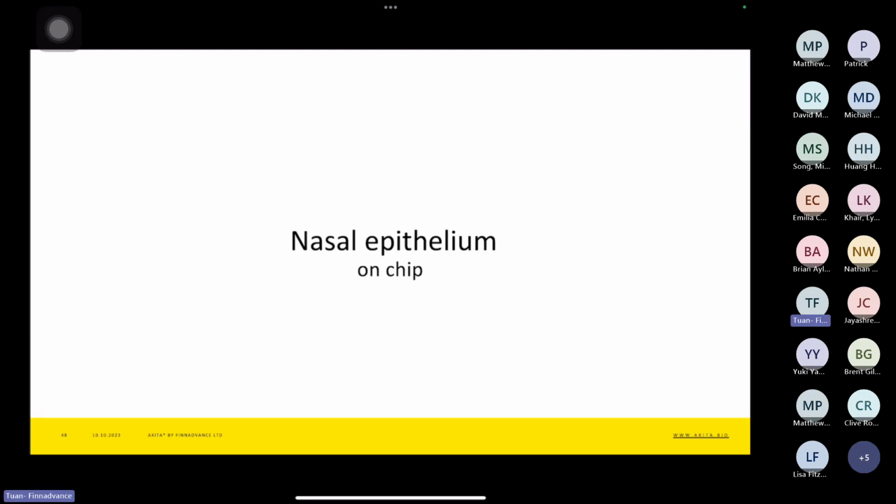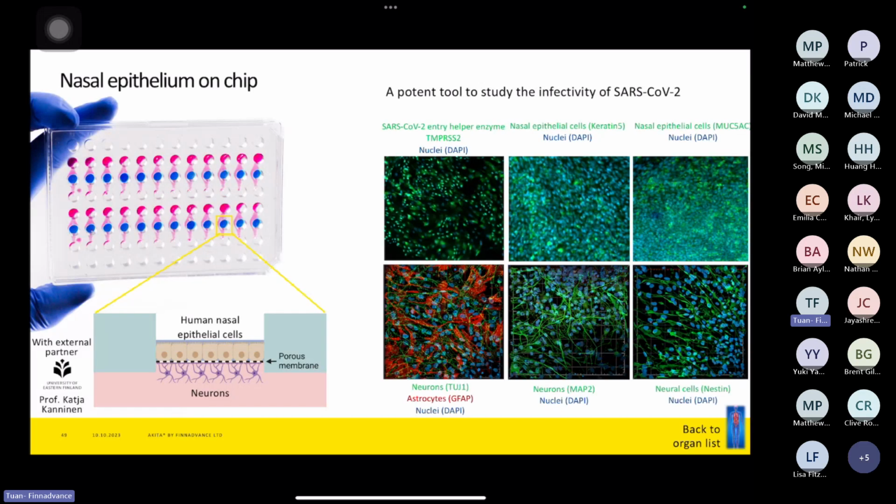And this is also a very interesting model that we collaborated on with our partner at the University of Eastern Finland. This is still an ongoing project, so I cannot share much. But during the COVID time, our partners developed this model based on our platform to have human nasal epithelial cells and neuron cells on the two sides of the membrane, and from this we formed the nasal epithelium on-chip model to test spray-based COVID-19 drug or vaccine.